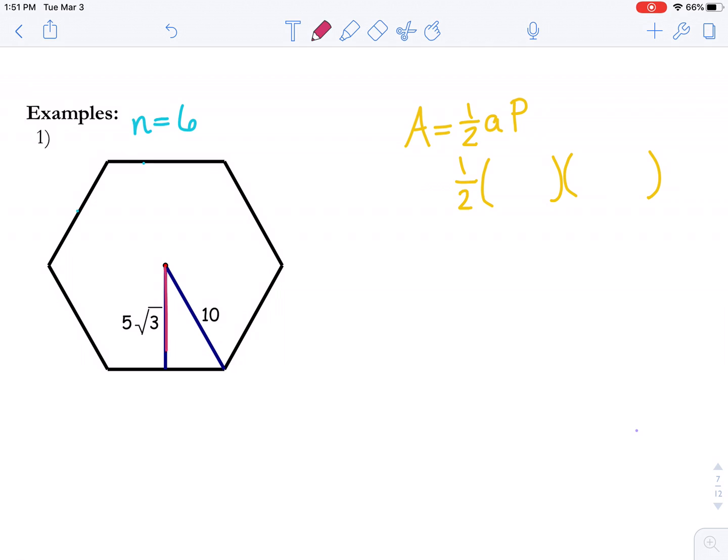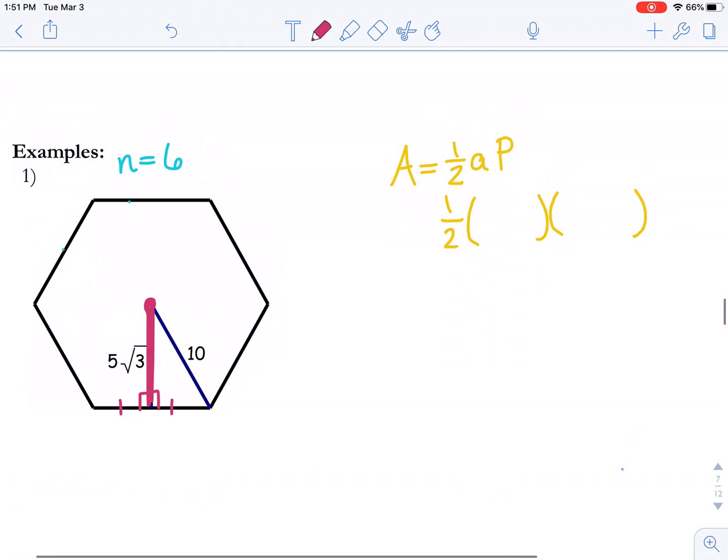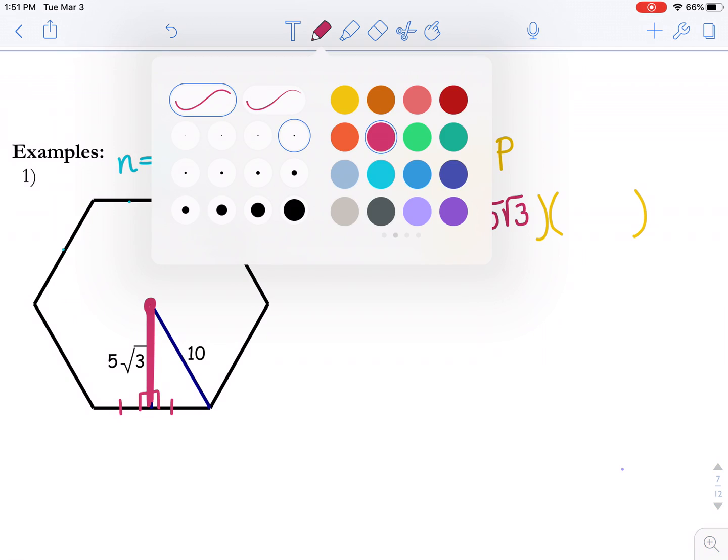Well, luckily in this problem we are given the apothem. The apothem is the segment that starts at the center and goes perpendicular to the side length, bisecting that side, and it is 5√3. They gave that to us, so I'm just going to plug it right into my formula right off the bat. I didn't have to do any work. That was really nice. The next value that we need is the perimeter.